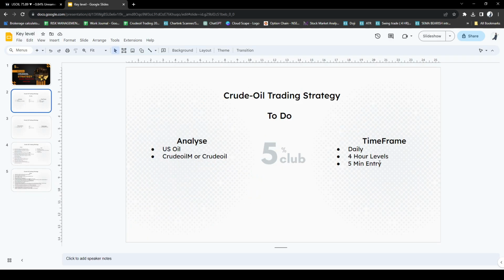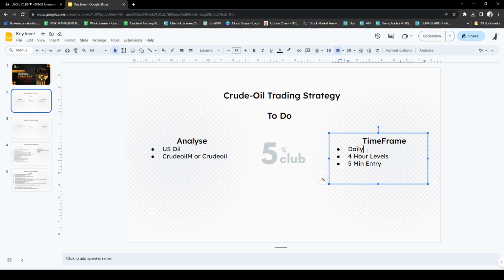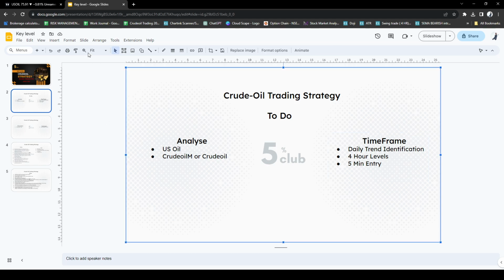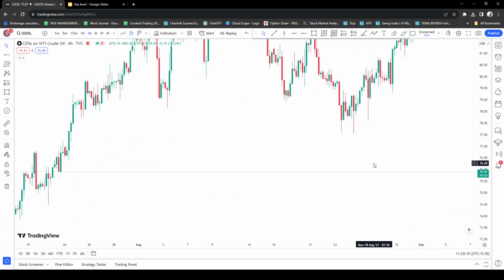So first, what are we going to analyze? We're going to analyze US oil and crude oil. First, to identify the trend, we are going to see the daily for trend identification. Next, in 4 hours, we are going to draw the levels, and in 5 minutes, we have entries. The daily is just to know the trend, 4 hours is to mark our levels, and 5 minutes is our entry. Let me go to the chart and show you guys how it's done.